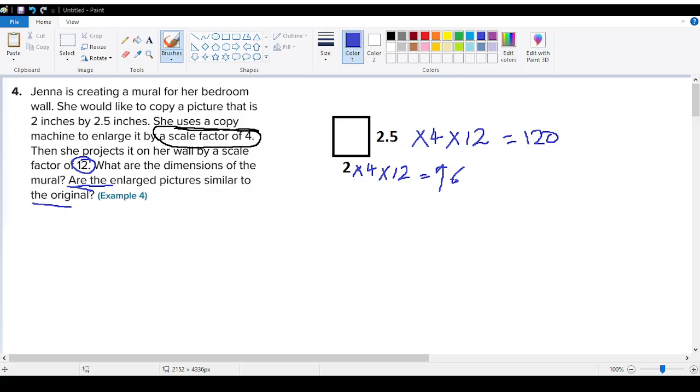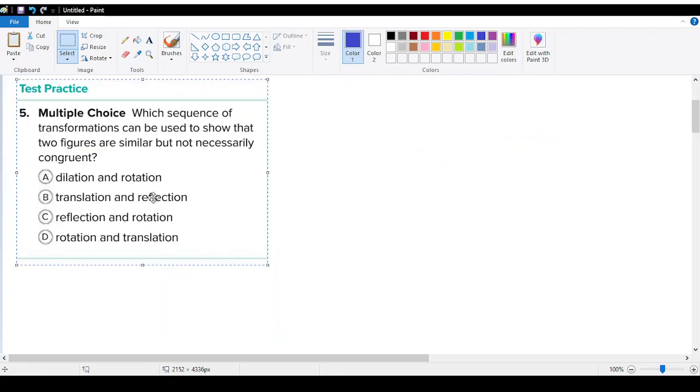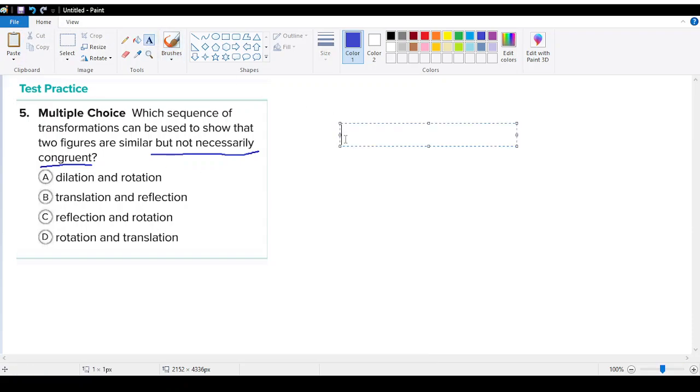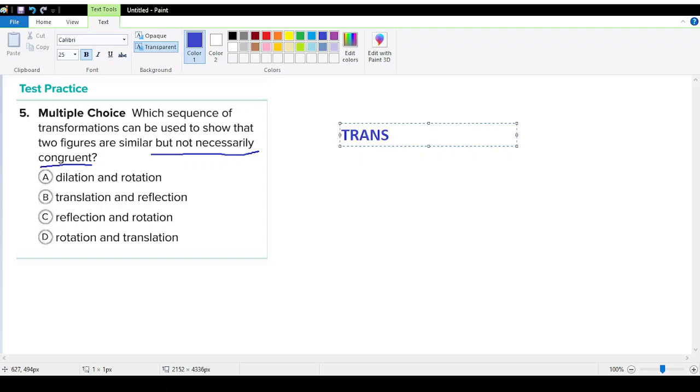Okay, now we have this multiple choice question. Can you read it, please? What sequence of transformation can be used to show that two figures are similar but not necessarily congruent? This is a very important thing to read. Not necessarily congruent. Now, if we do just only translation, will the figures be congruent or not? Yes, so it does not affect the congruency, right?